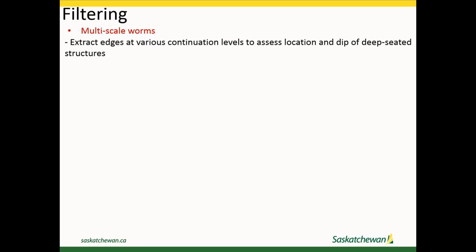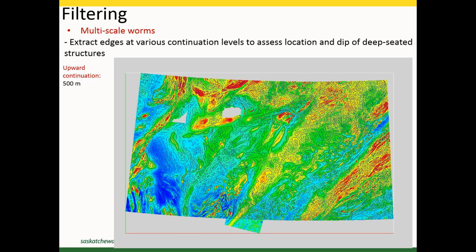Multi-scale worms is a technique to extract edges at various continuation levels. This is an example of a magnetic survey in the Athabasca Basin. This multi-scale worm analysis was undertaken by Flip from Geological Survey, South Australia. What this technique does is first upward continue the data to different levels and extract the edges at each level. You can see edges, for example, for the magnetic data 500 meter upward continued. You can see details in this map.